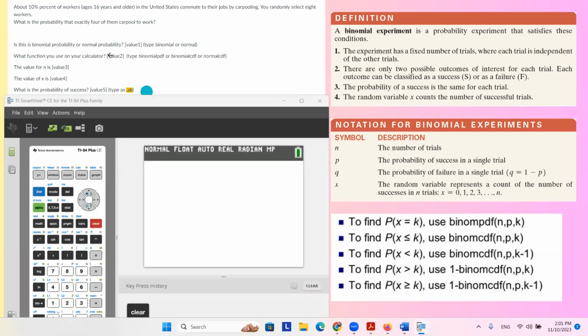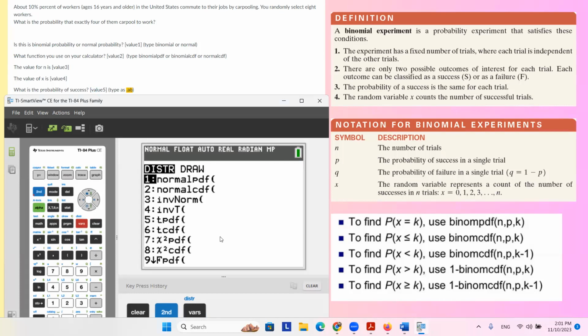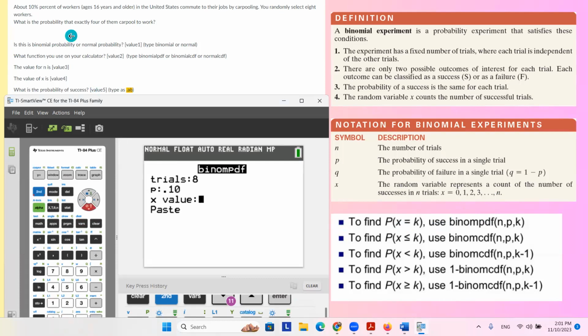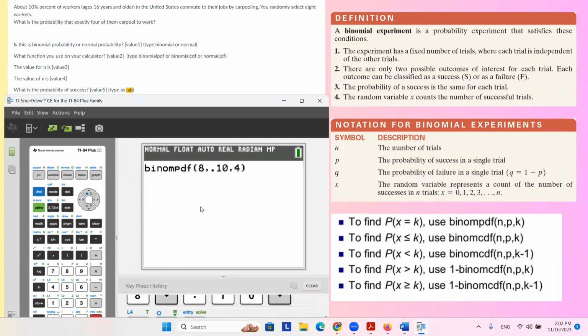Since it says exactly 4, we're going to go to second, then vars, and find binomial PDF. So you're going to go down and find binomial PDF. This is the very first case. What's the number of trials? We asked 8 people. Probability of success, 10%. And x is exactly 4, so you're going to enter 4 here. Then go to paste and do the calculation. The calculation says it is about 0.005.